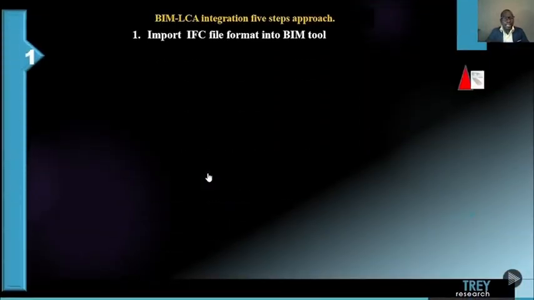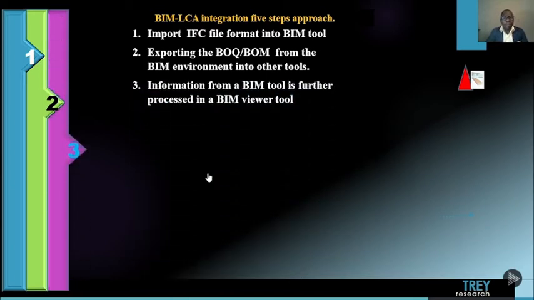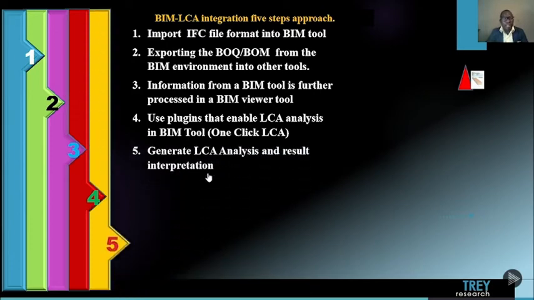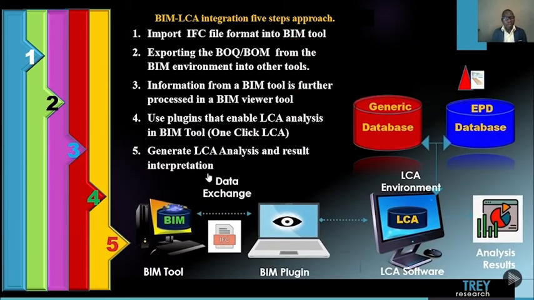Now, the BIM-LCA integration 5-step approach. So we have to follow the following steps to achieve CO2 emission reduction using the BIM-LCA approach. The first one, we have to import the IFC file into BIM tools, exporting the bill of material and bill of quantity from the BIM environment into other tools. Information from a BIM tool can be further processed in a BIM environment. Using a BIM plugin that enables LCA analysis, we can generate LCA analysis and results for interpretation, as you can see from this pictorial diagram.